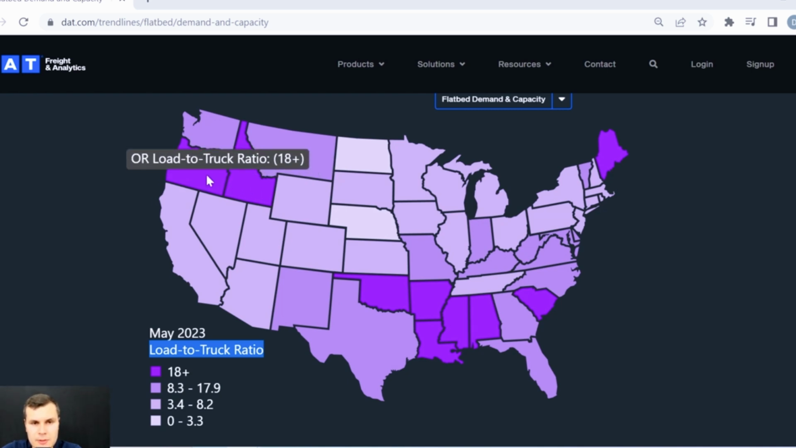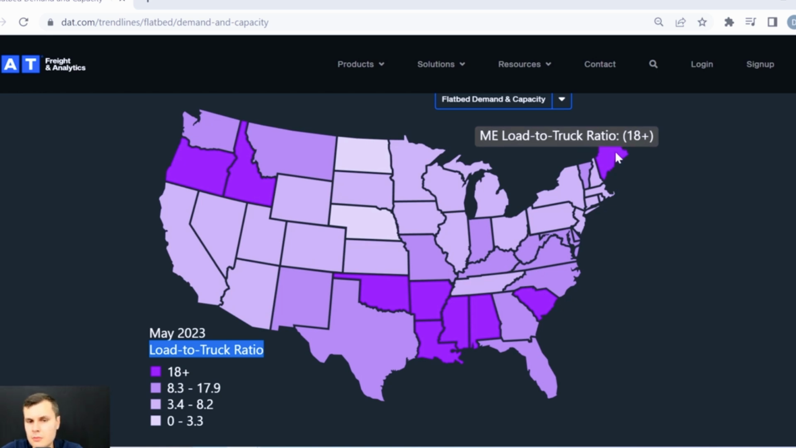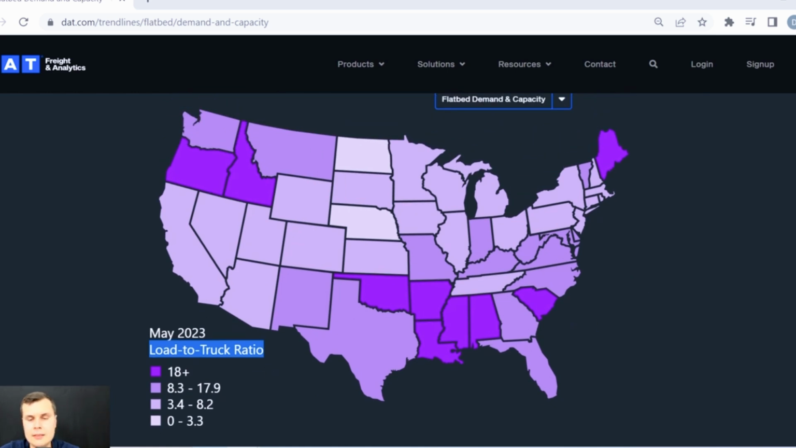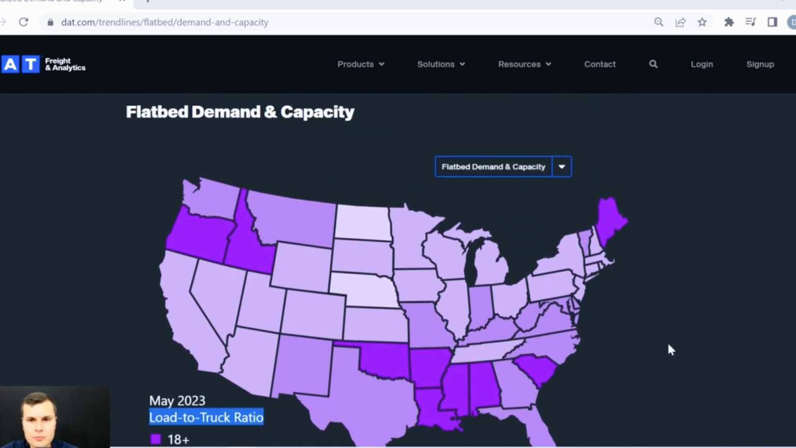There's not enough flatbed trucks in this area, so if you have a truck in Oregon or Idaho, you can expect a higher than average rate. And also Maine. I guess there's usually not too many loads coming out of Maine. It's a small place, not much production, but I guess there's just not enough flatbed trucks to keep up with the demand. So you can look at this map. It also gets updated on a monthly basis, and you can look at this map for each type of equipment.